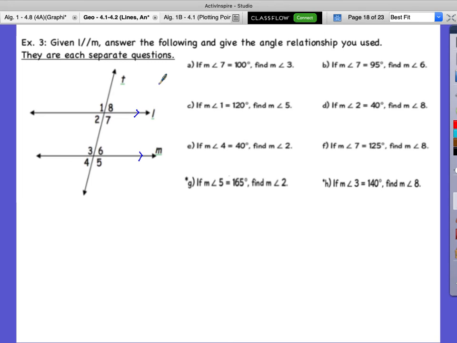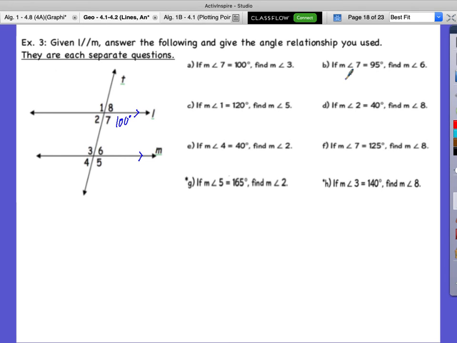They're each separate questions, which means when we solve A, so in A, the measure of angle 7 is 100 degrees. What's the measure of angle 7 in letter B? 95. That doesn't mean A was wrong. That doesn't mean B is wrong. It means they're separate problems. So for A, 7 is 100 degrees, but that's not true in B. Just because you found the measure of an angle in letter A, it doesn't mean it's true for letter B. It's just so I don't have to make like 8 different pictures here. There'd be a lot of pictures and a lot going on, and it would get crazy.